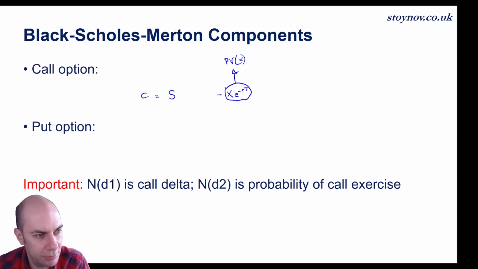And now the next thing I'm going to say is come down here and understand what N(d2) means. So N(d2), of course, is a probability from the cumulative normal distribution.